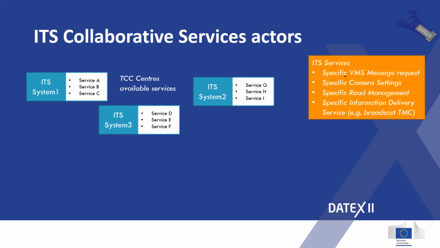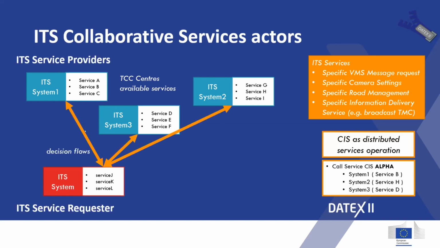And the ITS services are, as stated here, camera, VMS setting, activated traffic management plan, but also information delivery service, broadcast, or activated as a VMS setting, which is a broadcast in a specific area of a specific message, or C-ITS we added. These are services offered by the systems, and there is a system that requests a service, which can provide a service, but also can request a service. So a CIS is a service requester demanding a service from some service provider to form a combined service from the different systems, which is a collaborative ITS service.